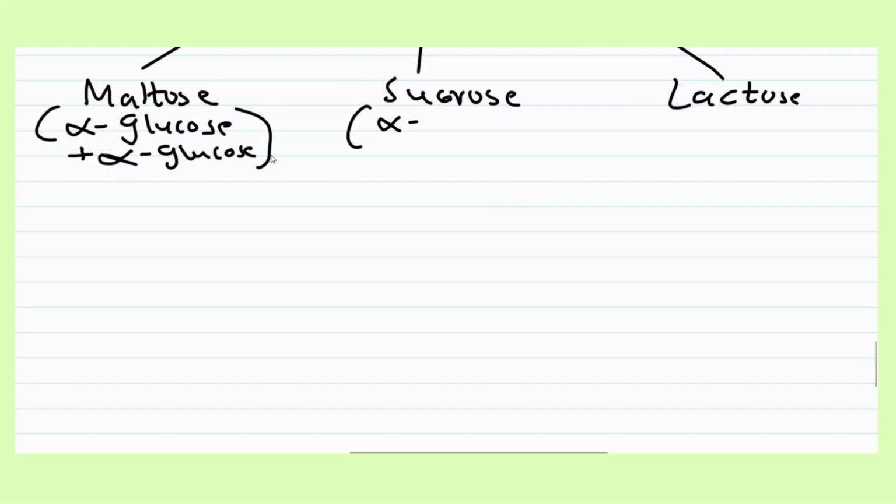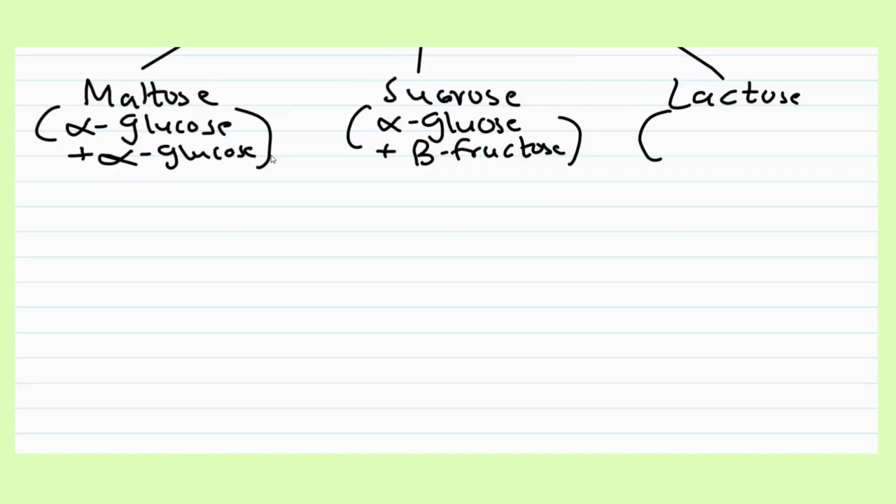Sucrose is formed when alpha glucose reacts with beta fructose. And last but not least, a lactose molecule is formed when alpha glucose reacts with a galactose molecule. Both are hexose sugars.